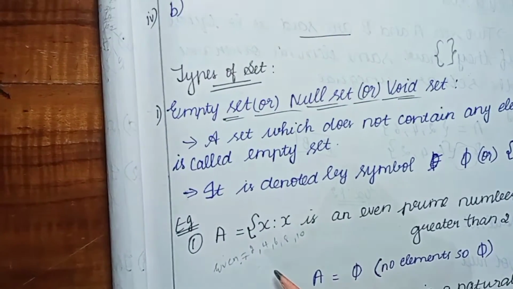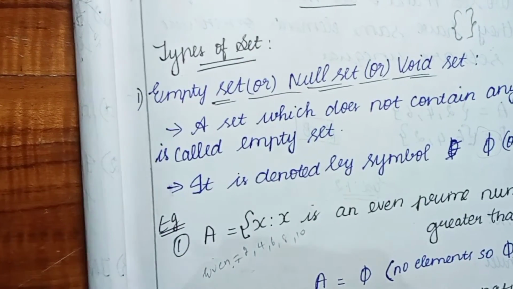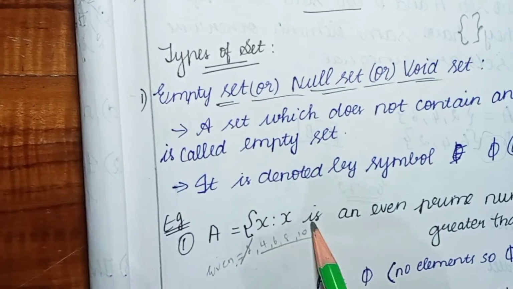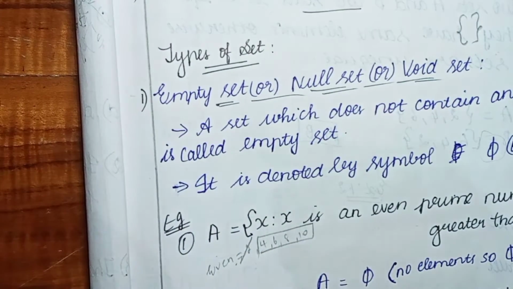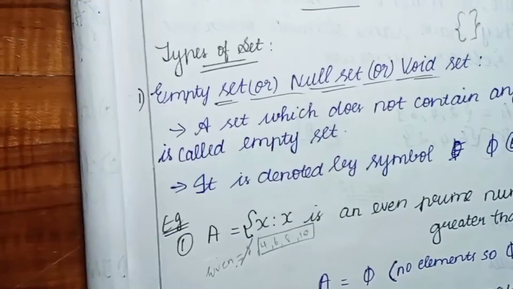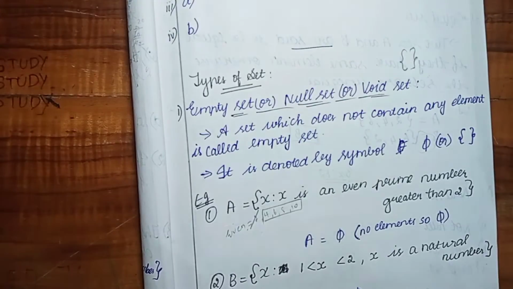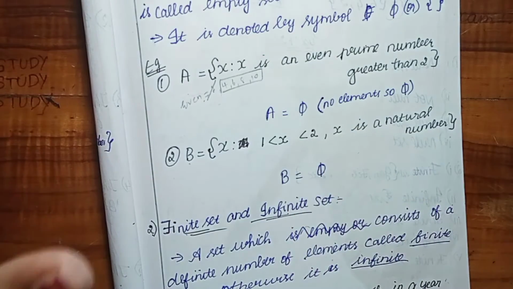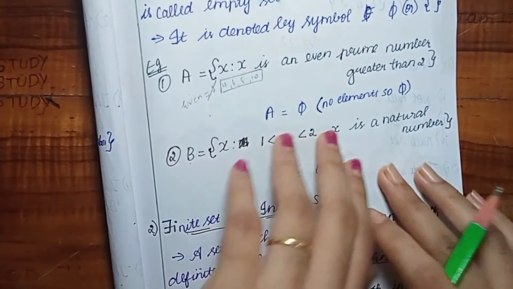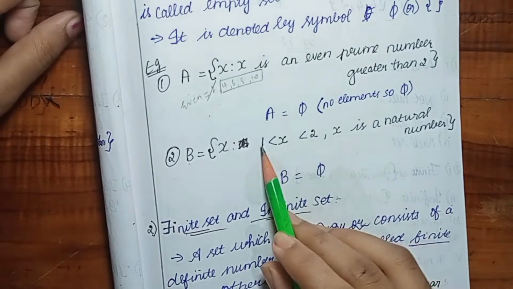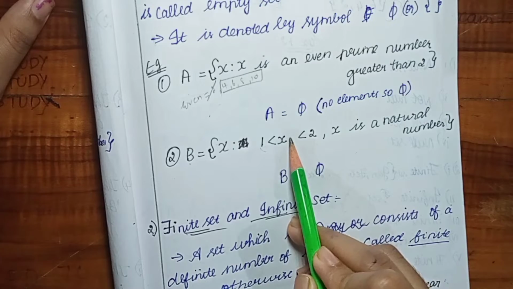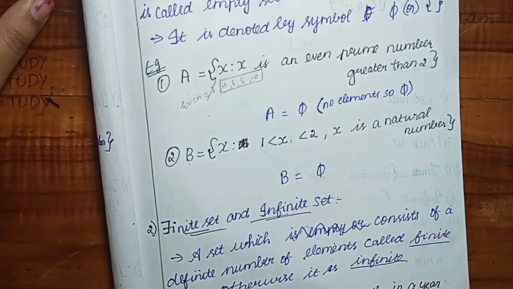So look here. What are the even numbers? 2, 4, 6, 8, 10, greater than 2, they asked you. So are these prime numbers? No. These are composite numbers, right? So it is a null set. Clear? Next we have B equals x such that 1 is less than x less than 2, where x is a natural number. There are no natural numbers between 1 and 2. So it's an empty set, right?